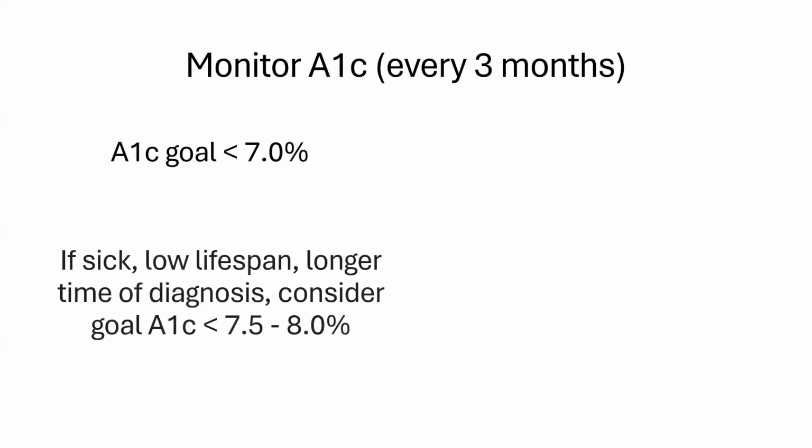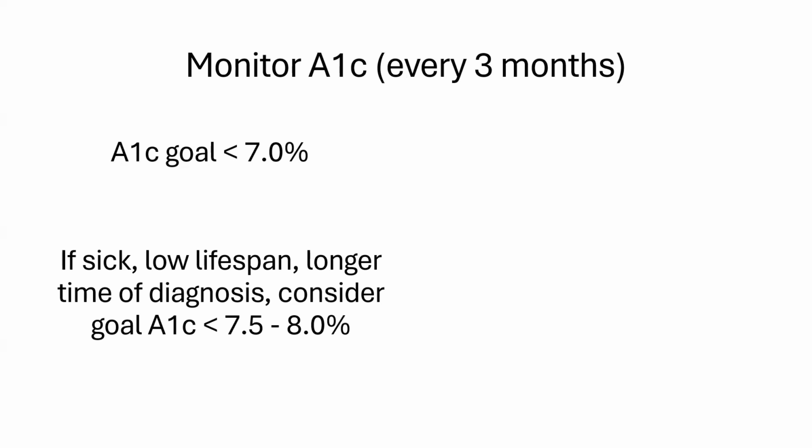Most of the time, we just monitor patients' A1C every 3 months, and our goal A1C for most patients is less than 7%. However, if a patient is sicker, has a low lifespan, or has had diabetes for a much longer time, you might consider giving them a less stringent goal, such as an A1C less than 7.5 or 8%.